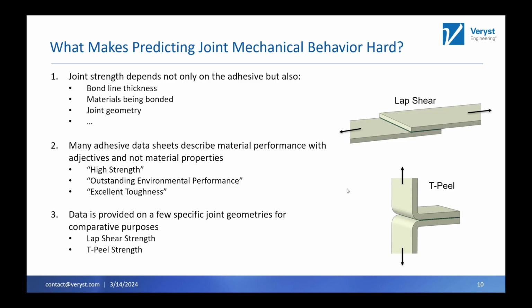And finally, typically any quantitative data that's supplied about the adhesive will be on a few joint geometries for comparative purposes, things like lap shear strength or peel strength. But as we'll discuss later, the stress states from these tests are not always relevant or representative of the product at hand. So it becomes difficult to actually predict how well your product is going to survive based on the data provided in the data sheet alone.